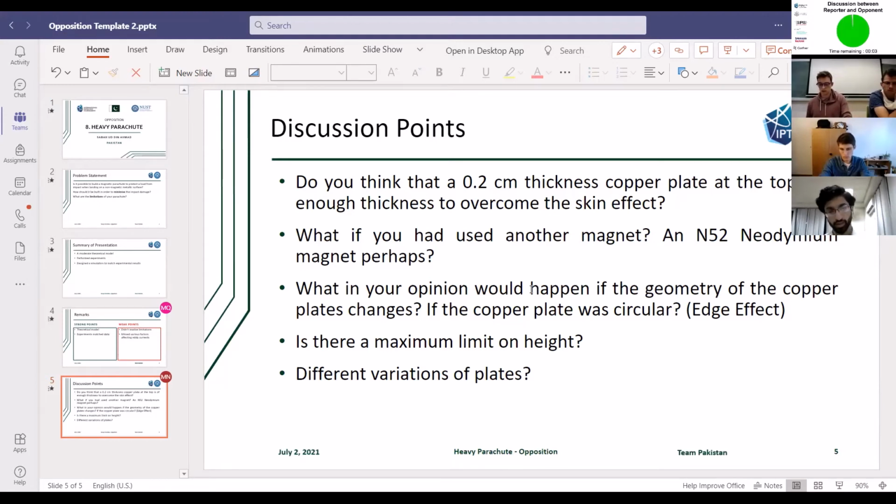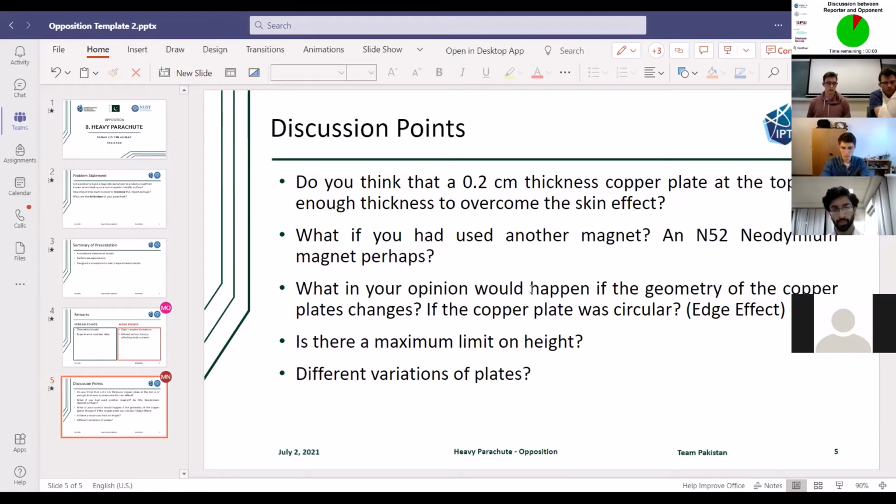Will there still be a limit on the maximum height, or were you able to find a maximum limit on your height with the N42 magnet that you used in your experiments? Is there some theoretical or qualitative explanation for a maximum limit, or do you think there won't be any limit if the magnet is very strong and it will just have a resistive effect in every case? What's your opinion on this?